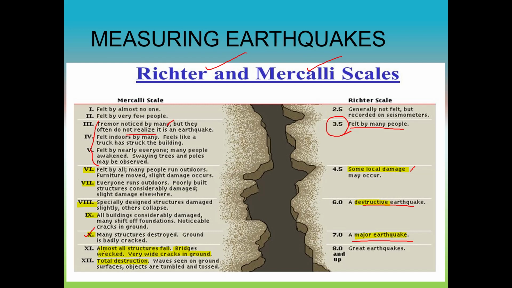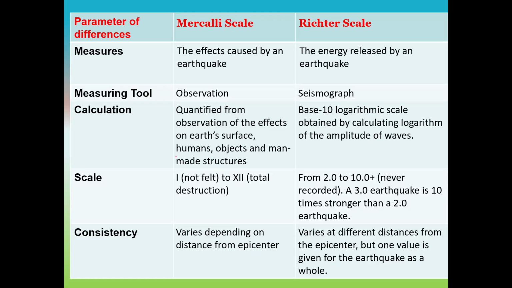11 and 12 on the Mercalli scale mean all structures will fall, bridges will wreck, and there will be very wide cracks in the ground, total destruction. That is a great earthquake. Same thing, 8 and above on the Richter scale is a great earthquake.